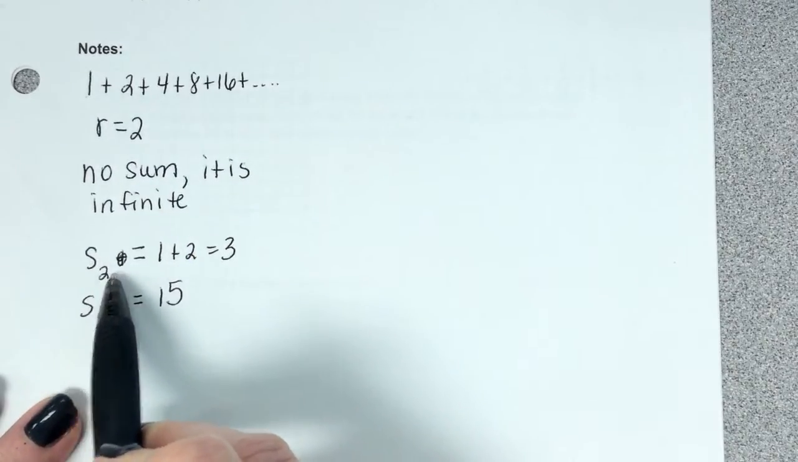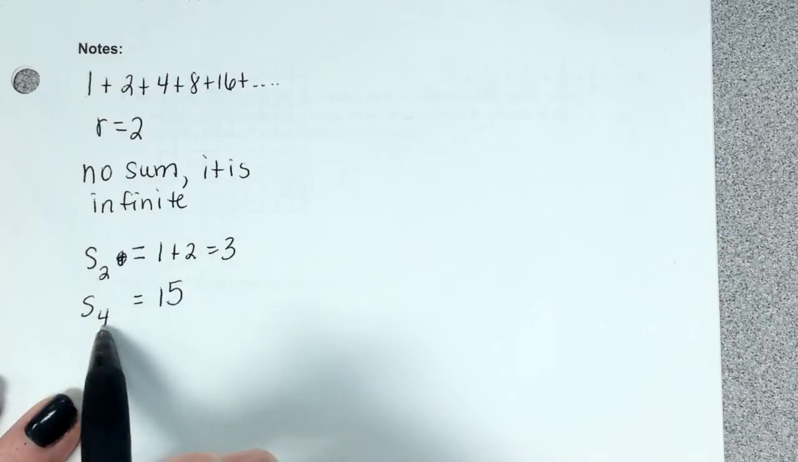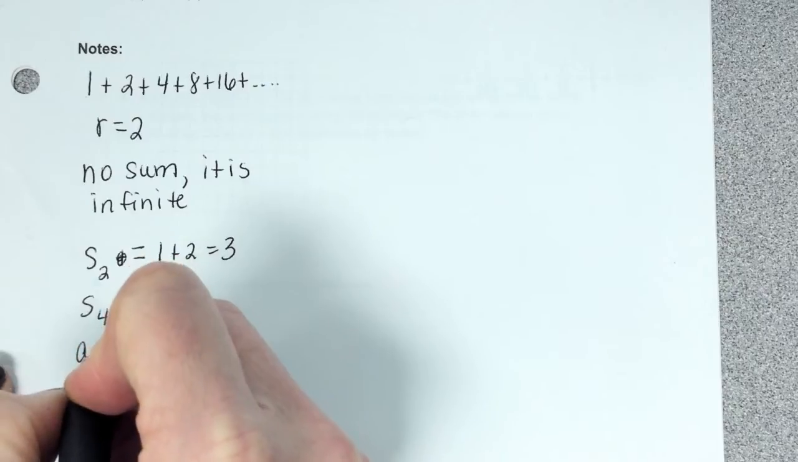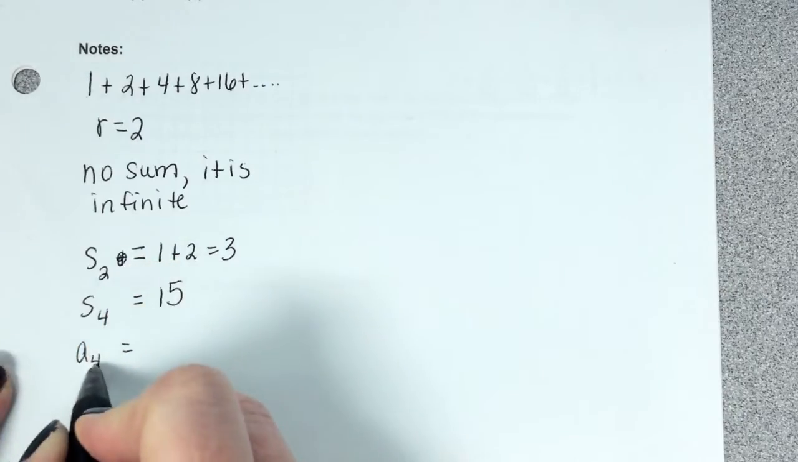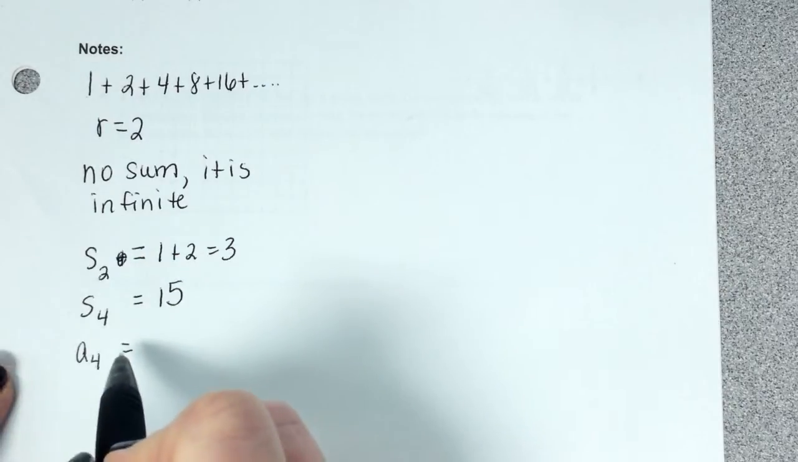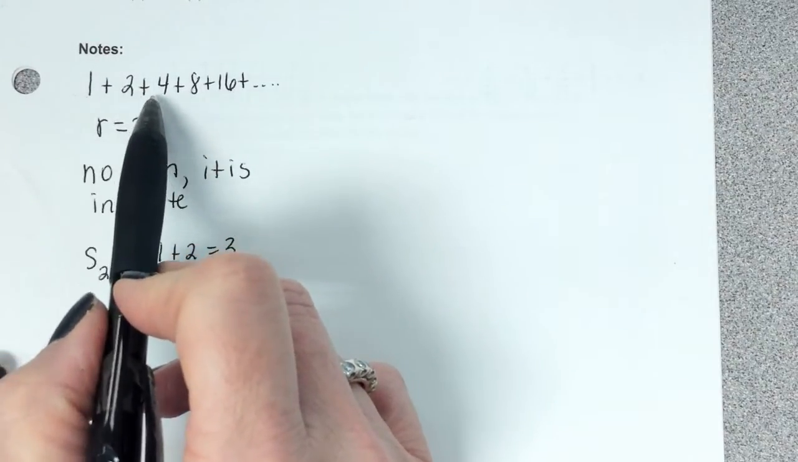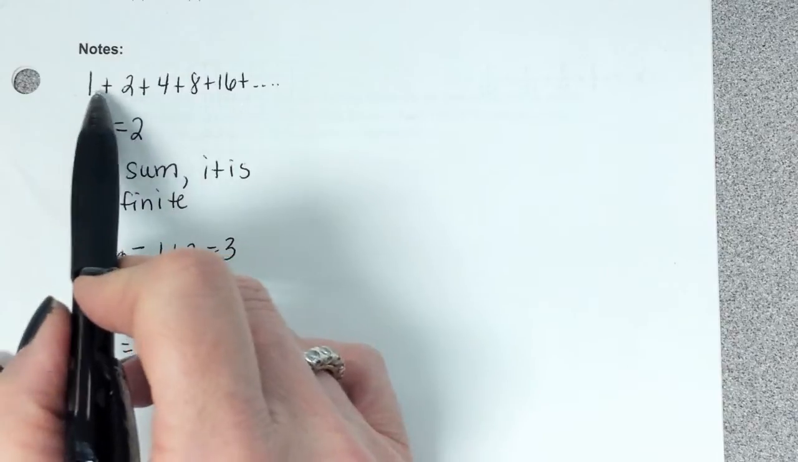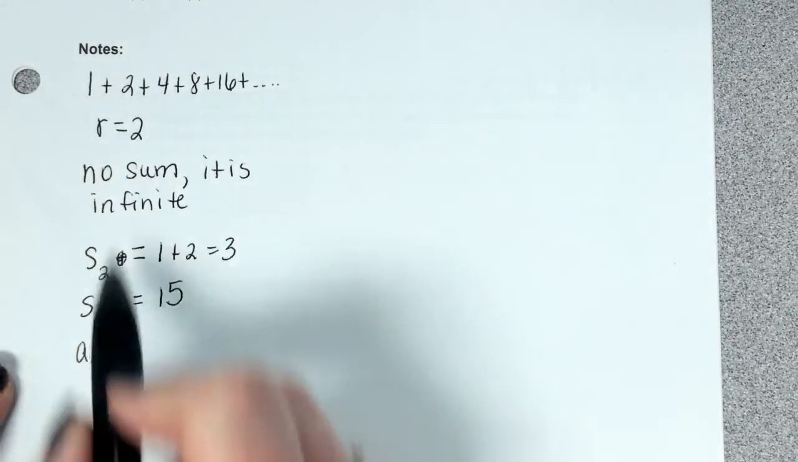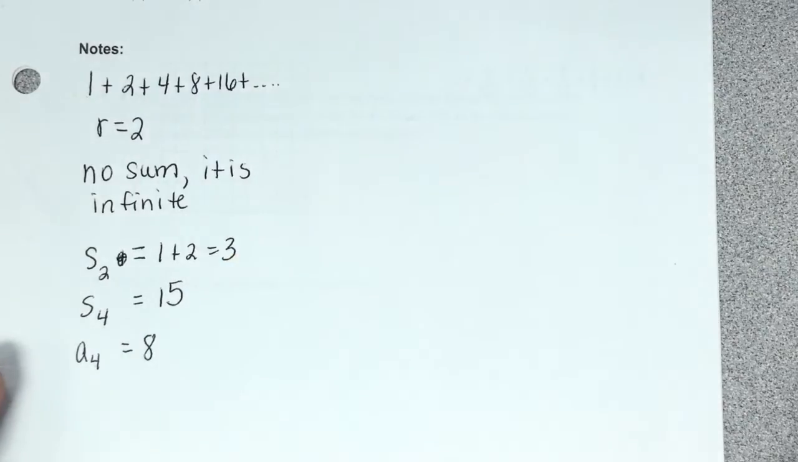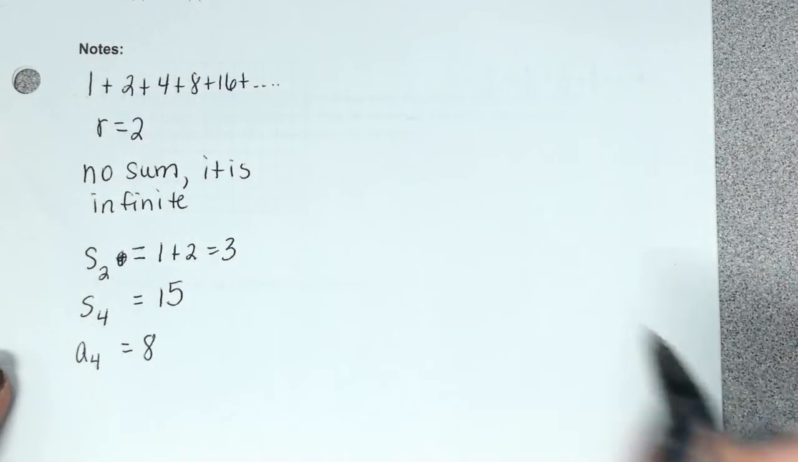When you see S of 2, that means the sum of the first two. S of 4 means the sum of the first four. It does not mean A sub 4. See, A sub 4 means what is the fourth term. So the fourth term here, and it would really need to be a sequence rather than a series separated by commas. But if it had been a sequence, then A sub 4 would be 8. So see the difference there?